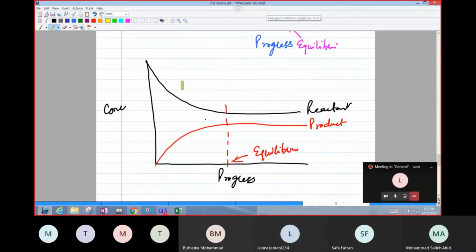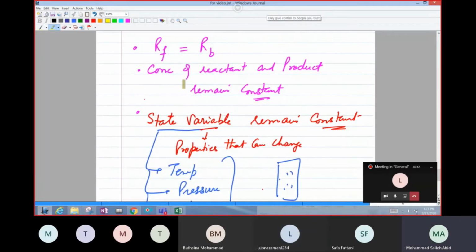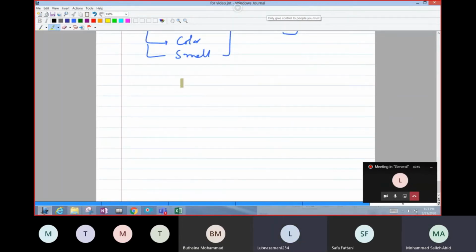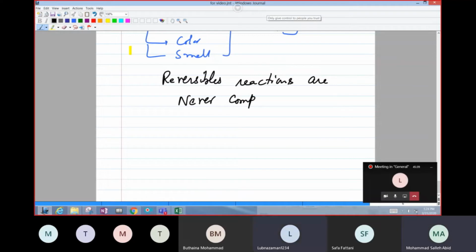Okay. So the next thing is, why are we so interested in this chapter or this concept of equilibrium? Definitely one is the exam. What is the other thing? The problem is that reversible reactions are never completed. Why are they never completed? Because they're always going from product to reactant, reactant to product. Yes, very good, because they reach equilibrium.